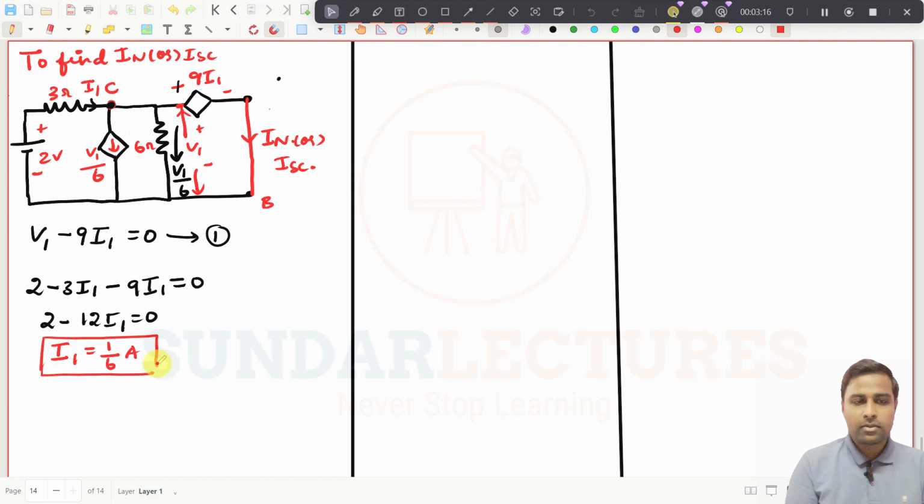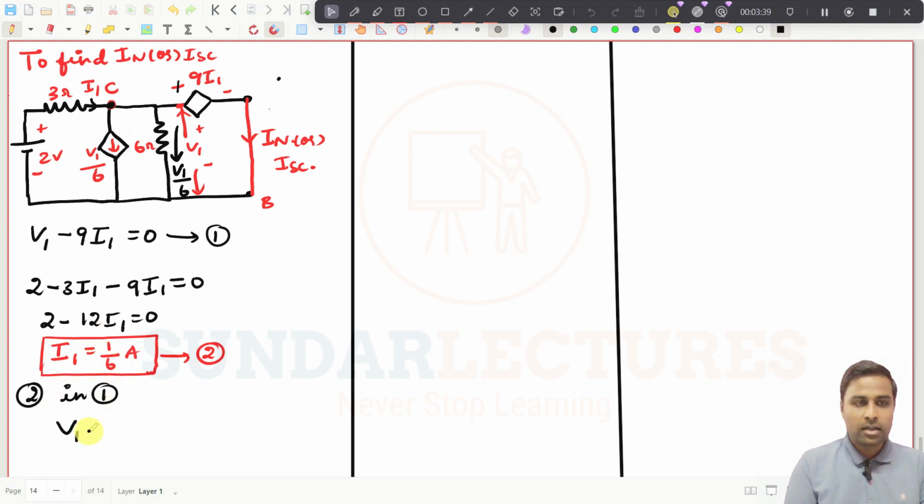That's all. So we have found what is I1. If you know what is I1, make it expression number 2. If you know I1, obviously you can find the voltage across this branch. Very simple, right? Voltage across this branch can be easily found. And if you substitute 2 in 1, what will you get?